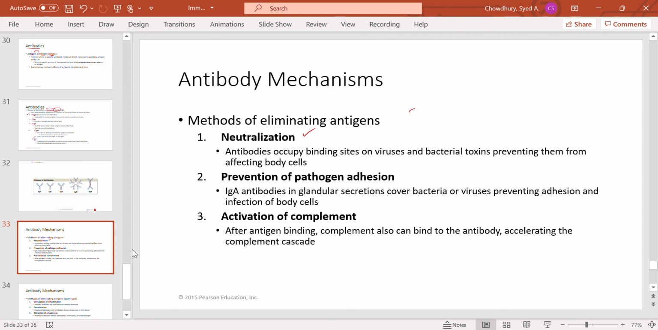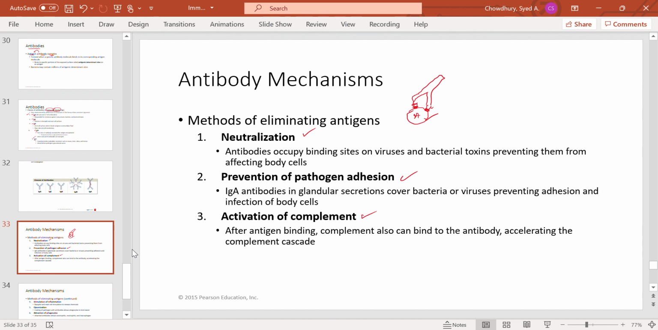Neutralization, that I showed you: if this is the antigen, the antigen has harmful sites, like when you fight, your hands and legs are the harmful sites for your enemy. So these are the harmful sites, and the antibody's variable part would block that. Make sense? So this is the Y-shaped antibody. Okay, so this antigen will not be able to cause harm. That is neutralization.